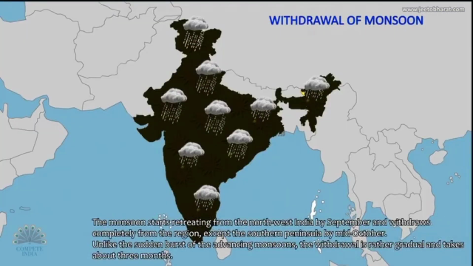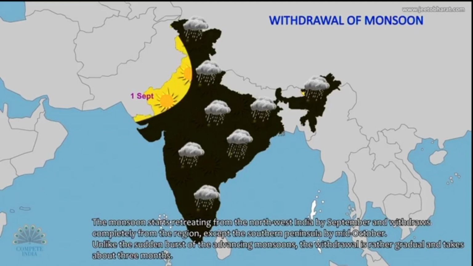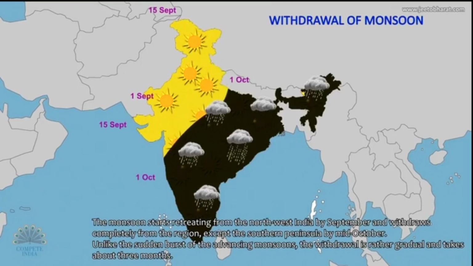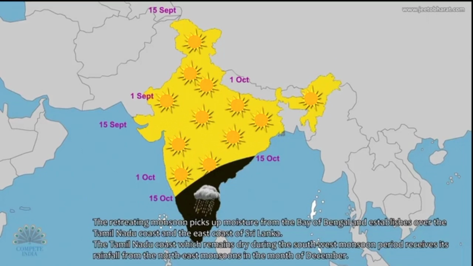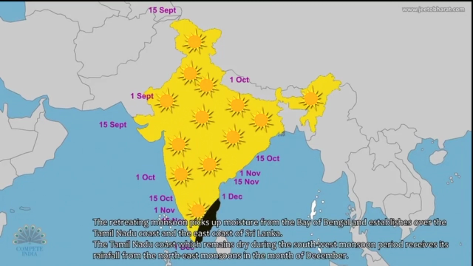The monsoon starts retreating from northwest India by September and withdraws completely from the region, except the southern peninsula, by mid-October. Unlike the sudden burst of the advancing monsoons, the withdrawal is rather gradual and takes about 3 months. The retreating monsoon picks up moisture from the Bay of Bengal and establishes over the Tamil Nadu coast and the east coast of Sri Lanka. The Tamil Nadu coast, which remains dry during the southwest monsoon period, receives its rainfall from the northeast monsoons in the month of December.